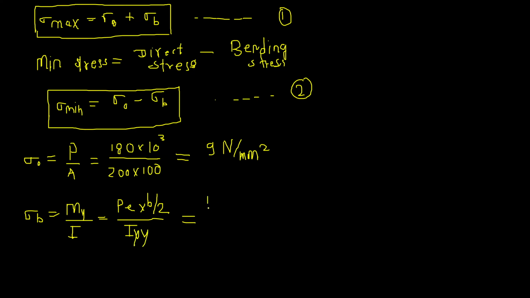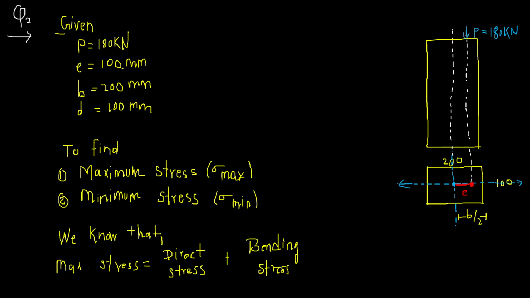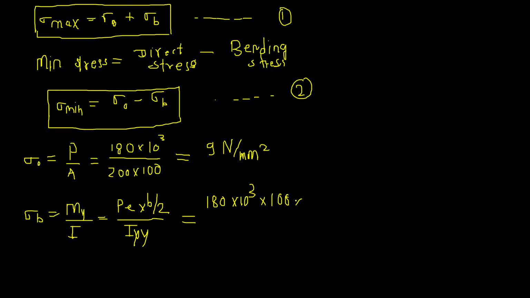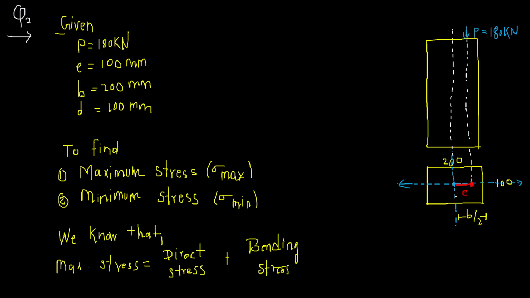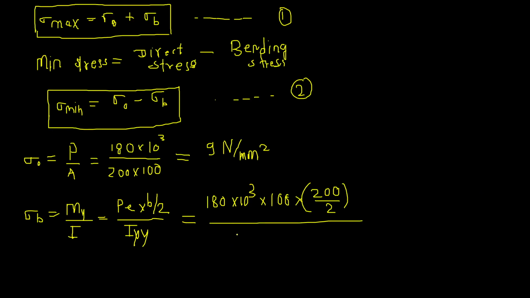Okay, substituting the values: P is 180 into 10 to the power 3, eccentricity e is 100 mm, so 100, the value of b is 200 divided by 2, divided by Iyy. To calculate Iyy, we do bd cube by 12, that is 100 into 200 cube divided by 12. If you solve this, you should get the answer as 27 newton per mm square.